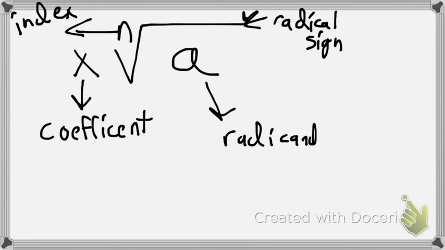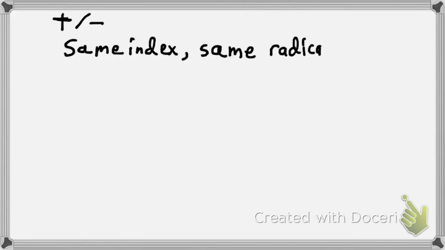The term or number or variable or whatever which is inside the radical is called the radicand. And then the number that is outside of it is called the coefficient. So those are the terms we're going to be using. So first let's talk about adding and subtracting.